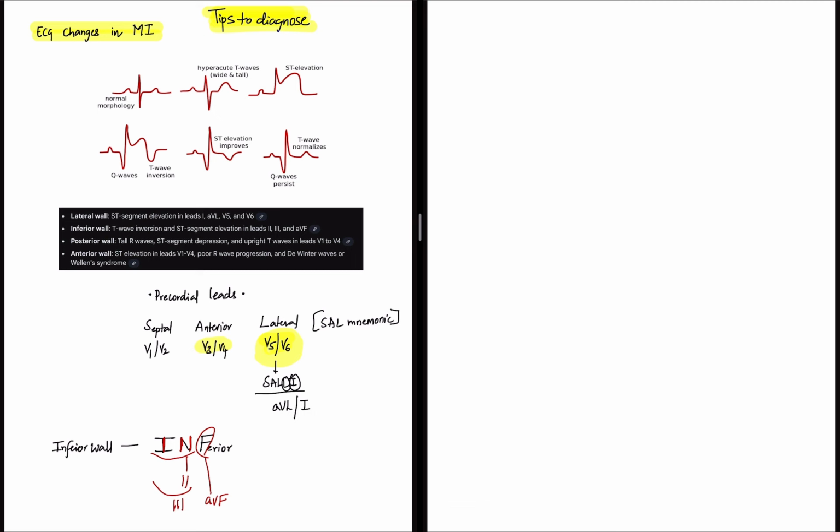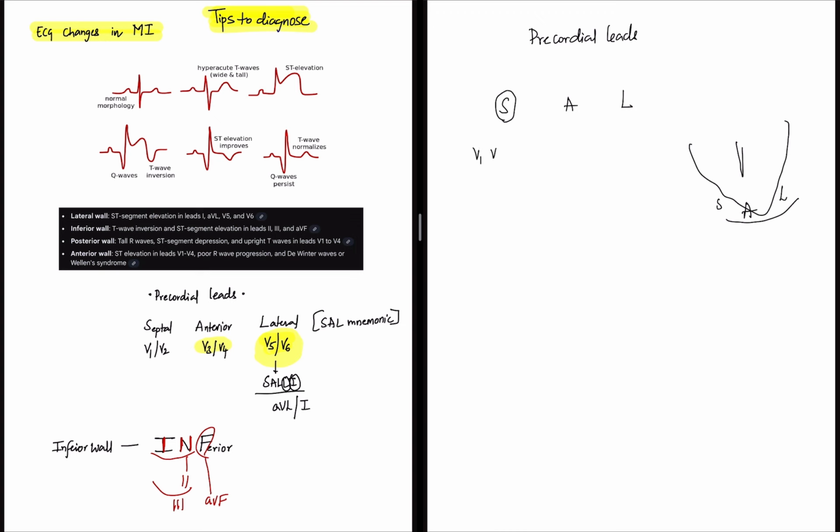Now usually we have precordial leads. So the precordial leads are, if you draw the shape of the heart like this, you have a septum, you have an anterior wall and you have a lateral wall. If this is septum, if this is anterior wall, if it is lateral wall, the mnemonic is SAL, that is SAL. SAL means, S means septal.